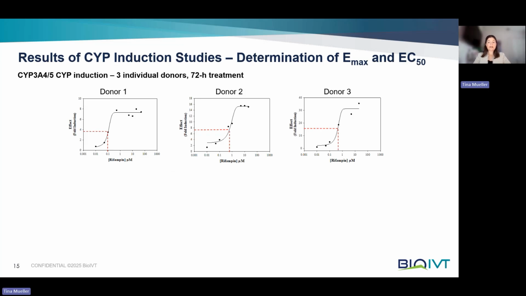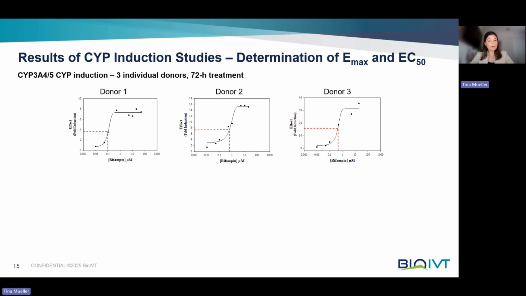Here's another example of the type of results that are generated in the CYP induction study at BioIVT. This is an example with rifampicin for CYP3A4 induction with 3 individual donors, and the treatment time was 72 hours. And this time, the data was plotted with the x-axis showing the drug concentration, and on the y-axis, the effect as measured in fold induction. As you can see, the fold induction increases with increase in concentration, and rifampicin, as expected, induces CYP3A4.